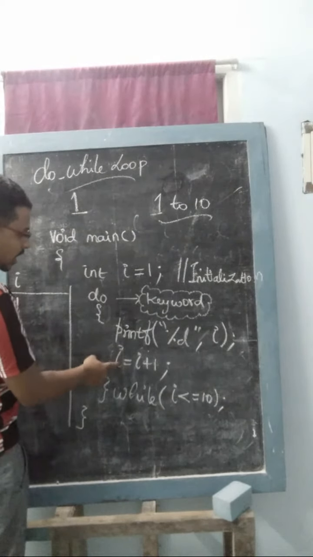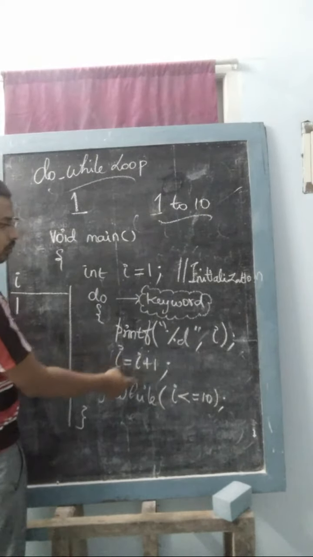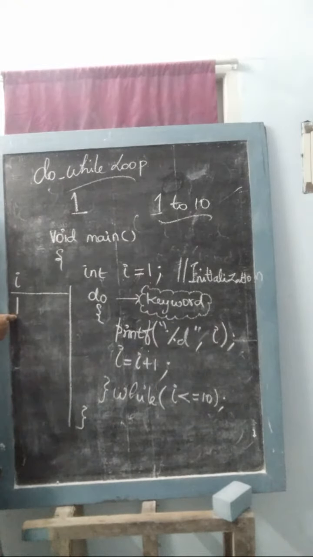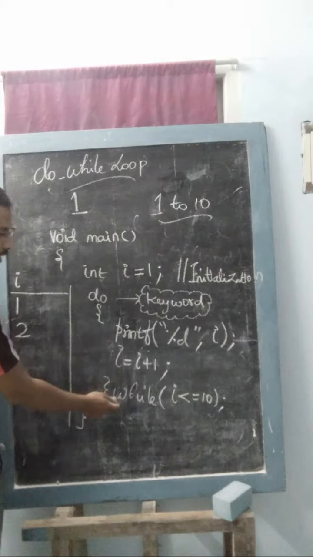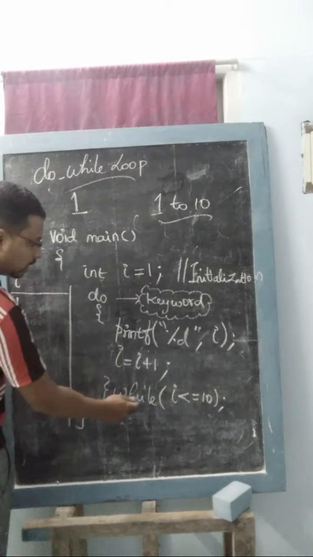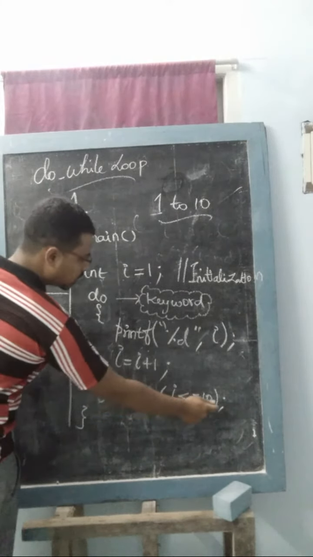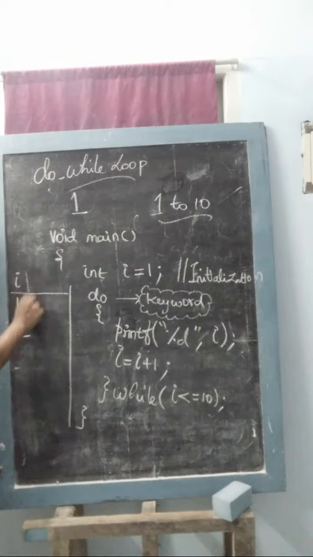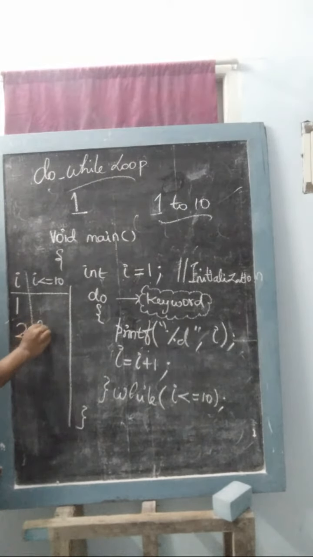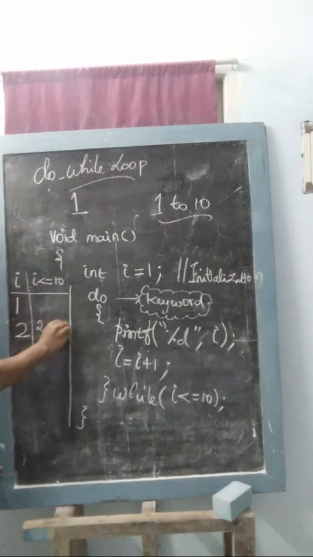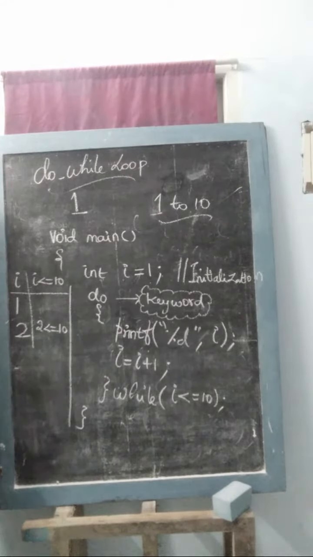And then I is equal to I plus 1. What is the I value? Actually 1. So I is equal to I plus 1 means it will be incremented to 2. And then the condition will be checked now. While 2 less than or equal to 10. What is the condition now? I less than or equal to 10. 2 less than or equal to 10. Is the condition true or not?